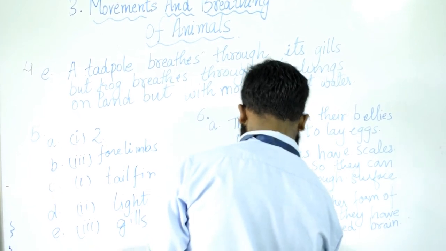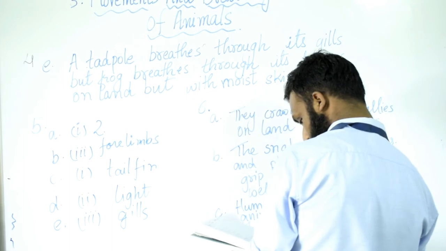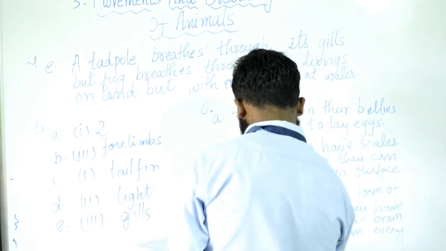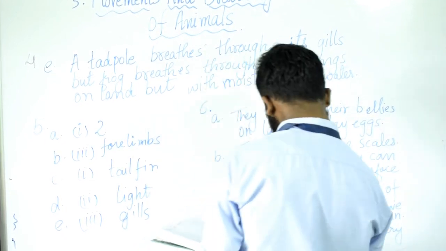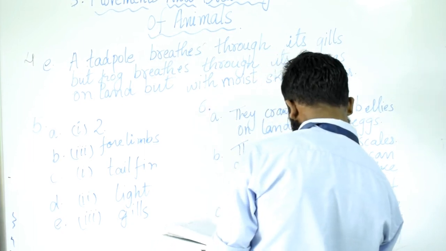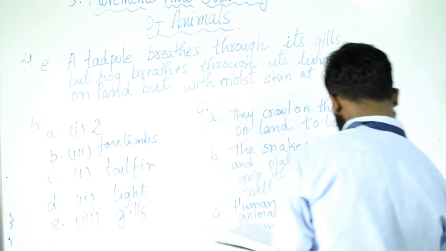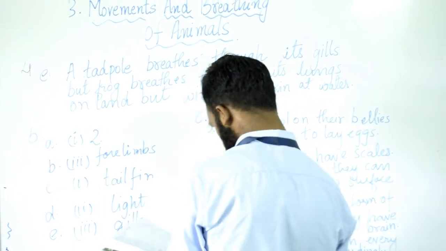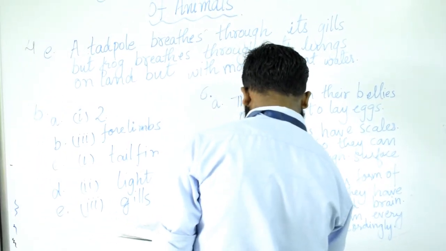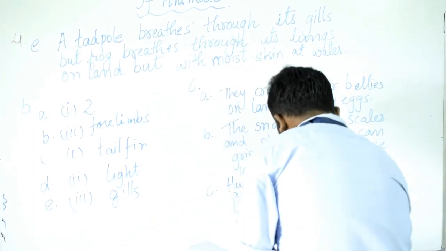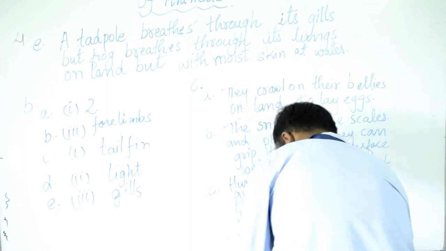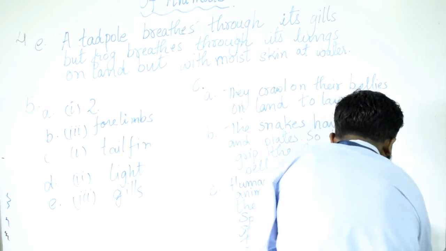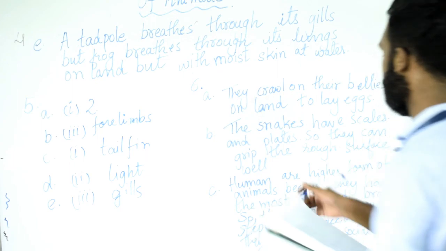So they can plan every step of their life. They are known as social animals. Okay, so this is the answer for C.